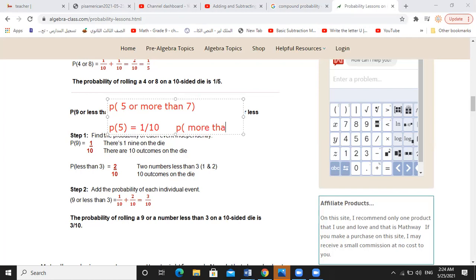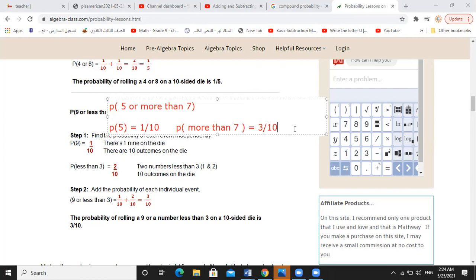Second, I'm looking for the probability of more than 7, which is there are three numbers, 8, 9, and 10, so it will be 3 over 10. Very good. So we have 3 out of what? 3 out of 10. Now we have 3 out of 10.